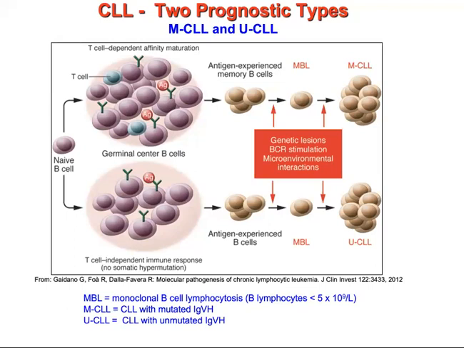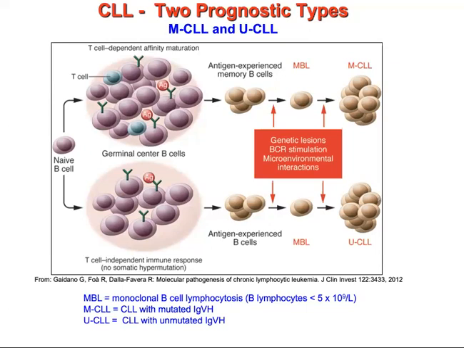All right, so with that said, in CLL there are 2 prognostic groups, like I said before. They're very, very important. The first group corresponds to the T-cell independent immune response with the B cells that show no mutations in the variable region of the immune globulin heavy chain, right? Or UCLL. And then the second group is the T-cell dependent immune response with the mutated variable regions of the immune globulin heavy chain, or the MCLL. All right, so that's where all of that is coming from. It's the UCLL or the MCLL, okay?